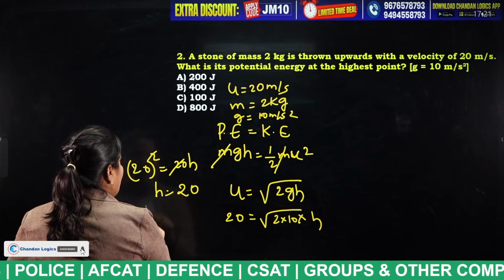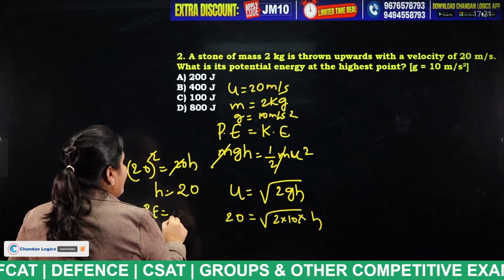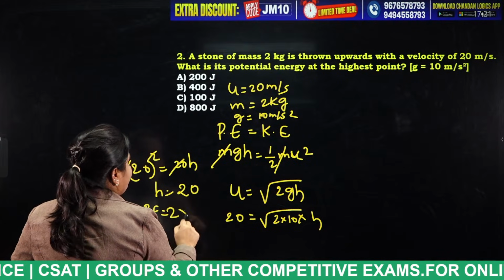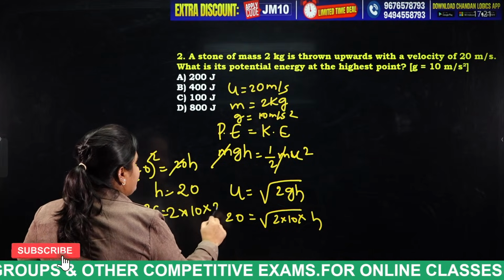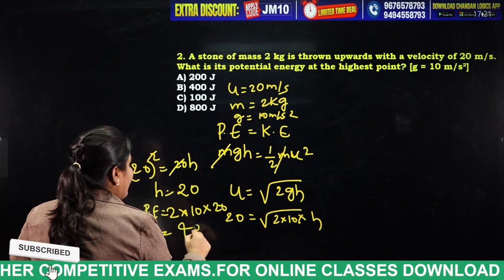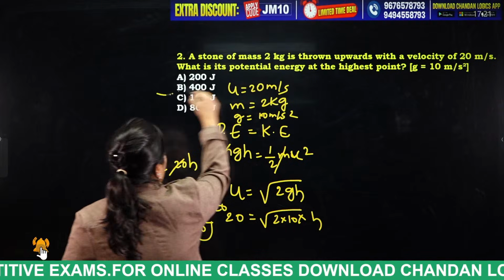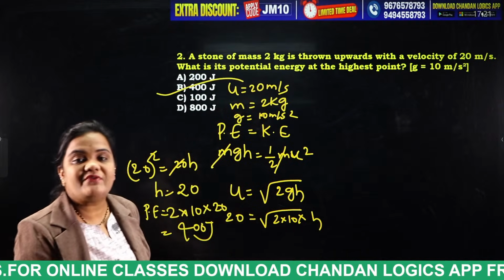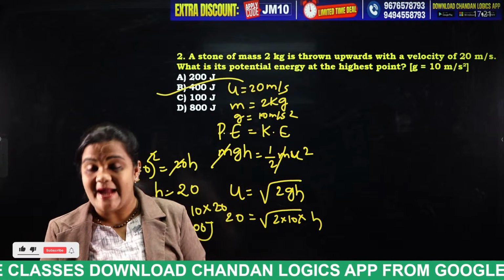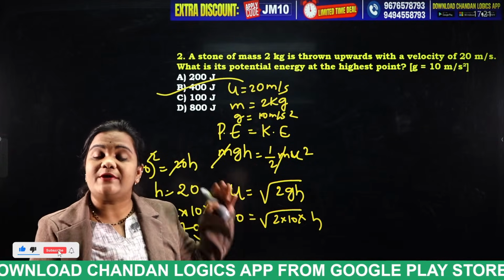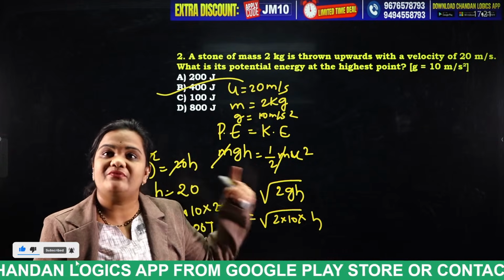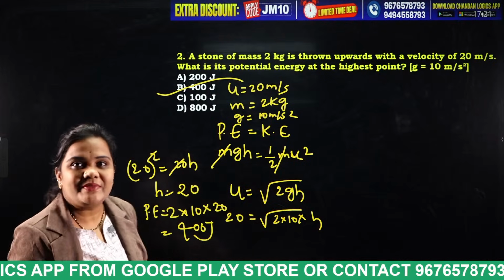So from this, potential energy is equal to, m is 2 and g is 10 and h is 20. So what you will get, students? 400 joules. So what are the units of energy? Units of energy and units of work done and the units of heat. So the units are joules. Remember, very, very important. Okay, next question.